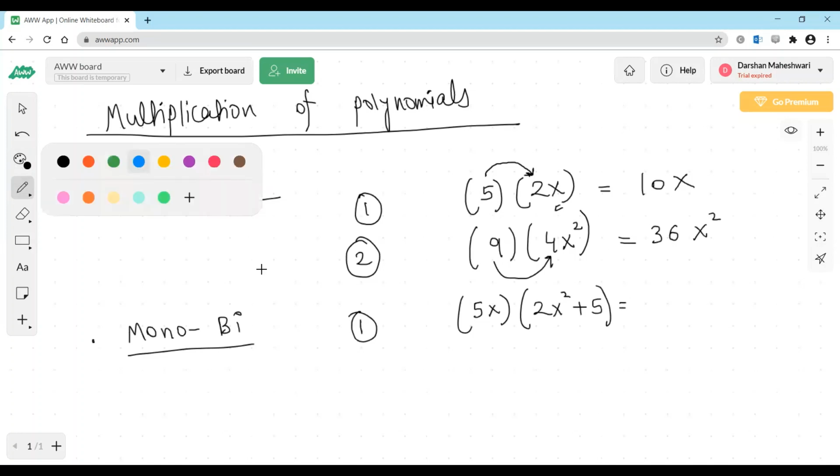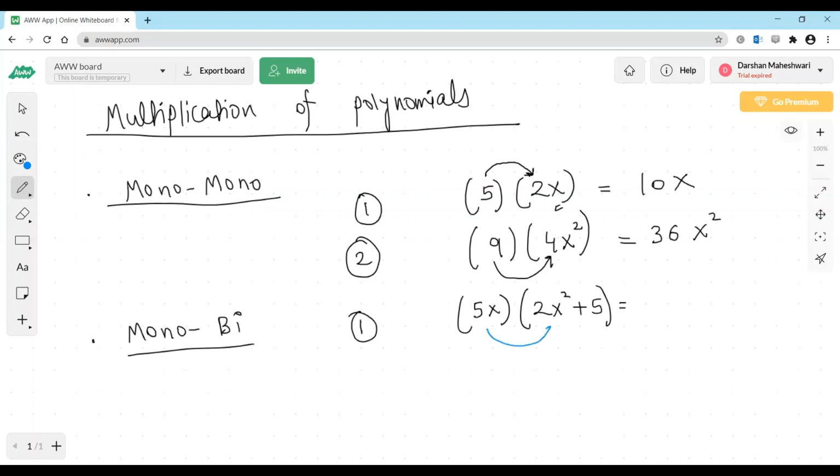So how are we going to multiply this? First, we'll multiply 5x and 2x square. We can write it separately as well. So 5x times 2x square. Then we have a plus sign in between, and then we multiply 5x and 5. So we have 5x over here and 5 over here, and there is a plus sign in between.